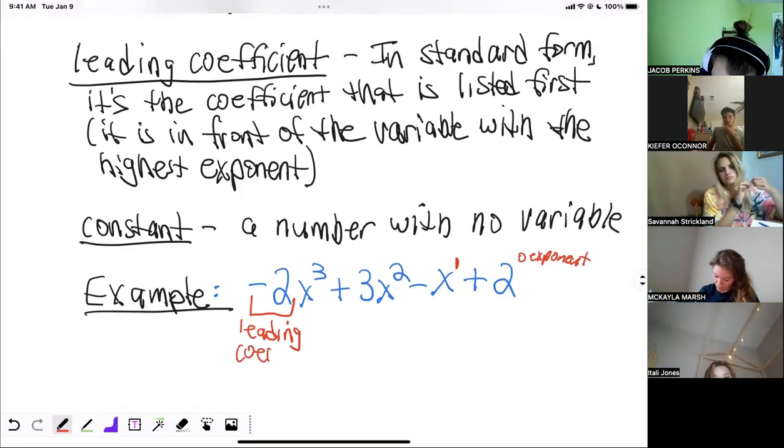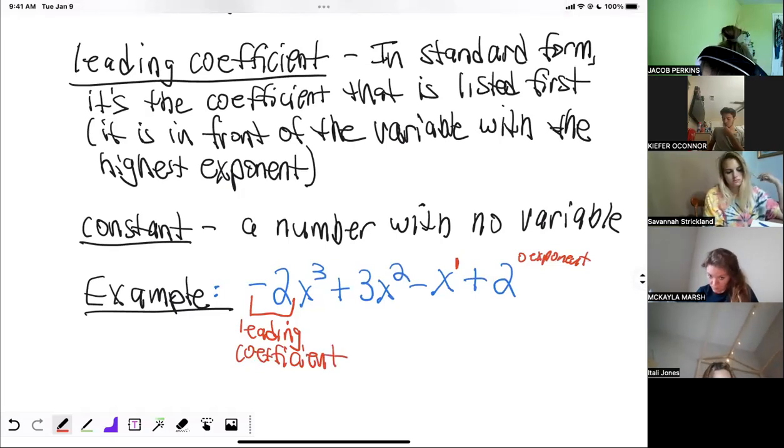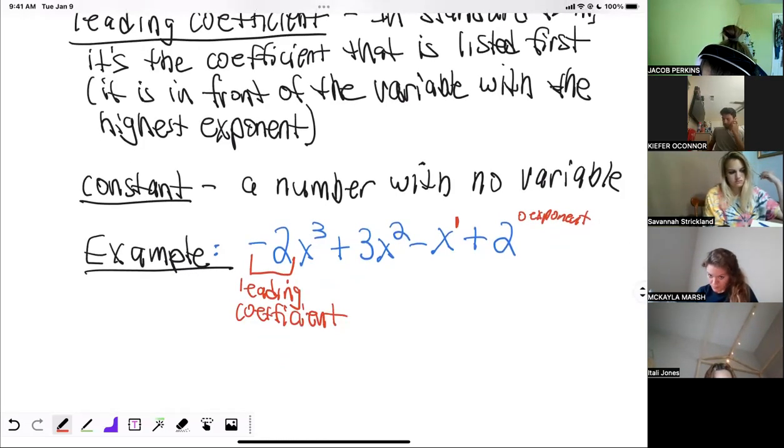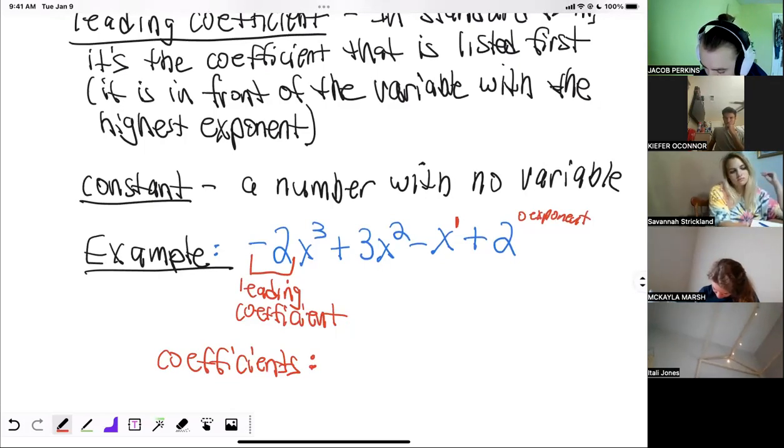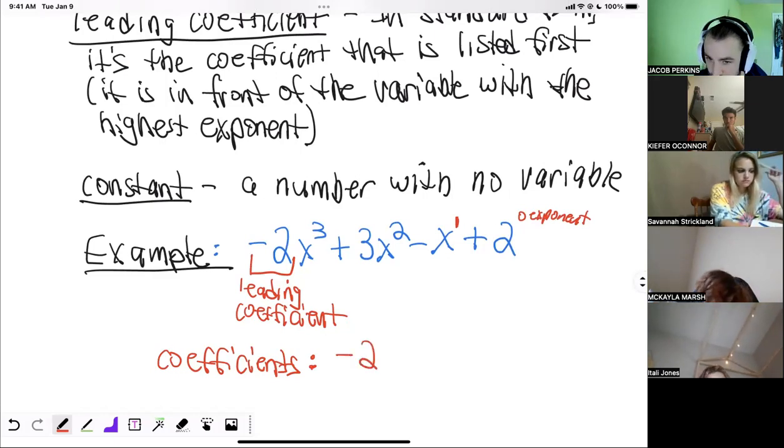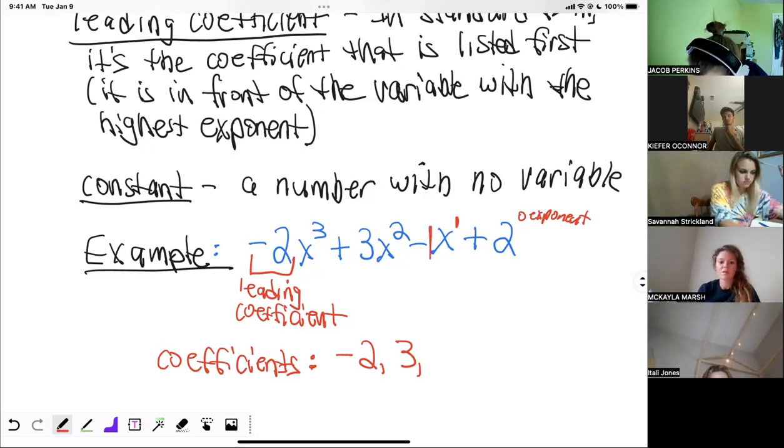The first one. What are all my coefficients? All my numbers in front of the variable. I've got to explain one of them though. So all the coefficients are -2. For the x squared, it's a 3. For the x, which really has a power of 1, we still have that 1 that we don't write. So it would be -1.